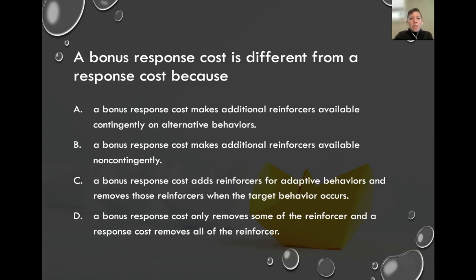A bonus response cost is different from a response cost because: A, a bonus response cost makes additional reinforcers available contingently on alternative behaviors. B, a bonus response cost makes additional reinforcers available non contingently. C, a bonus response cost adds reinforcers for adaptive behaviors and removes those reinforcers when the target behavior occurs. Or D, a bonus response cost only removes some of the reinforcer and a response cost removes all of the reinforcer.